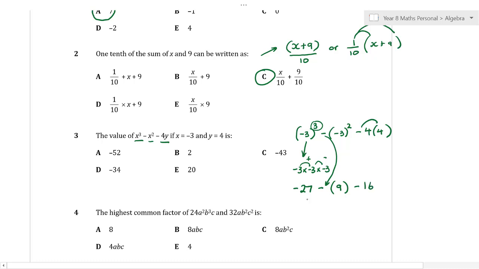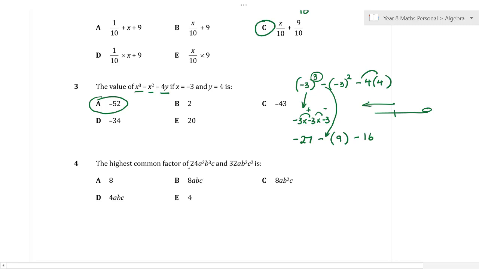So now what I have is -27, -9, -16. If you think about it, if we add 27 and 16, that's 43. We add 9 is 52. But of course, we're looking at the number line and we're in the negatives, and when I subtract a positive number, we're going in that direction. So the answer is negative. The answer is -52.